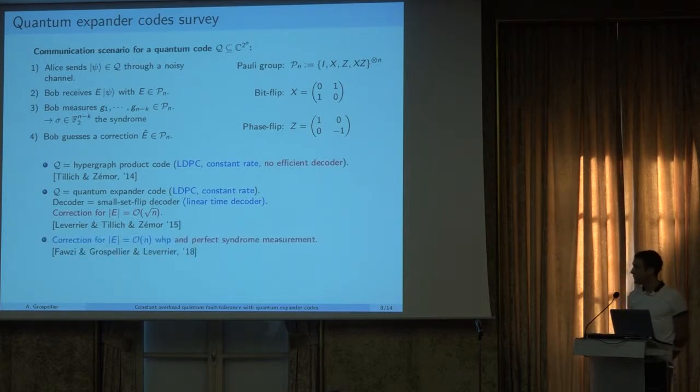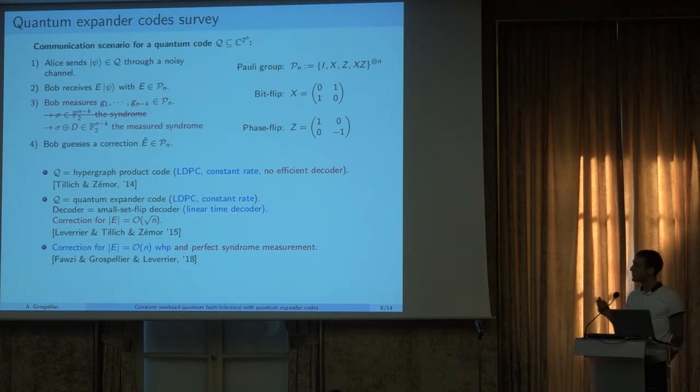So in 2018, with my co-authors, we proved that with high probability, a linear size error is corrected. But here, the result was not strong enough, because we supposed that the syndrome measurement was perfect. Whereas in the fault tolerance setting, what we want is that the syndrome measurement is noisy.